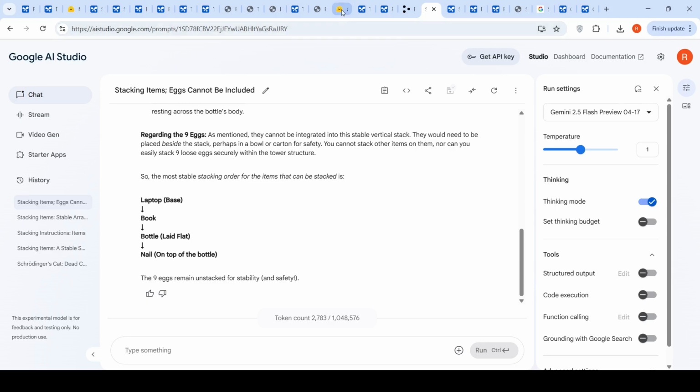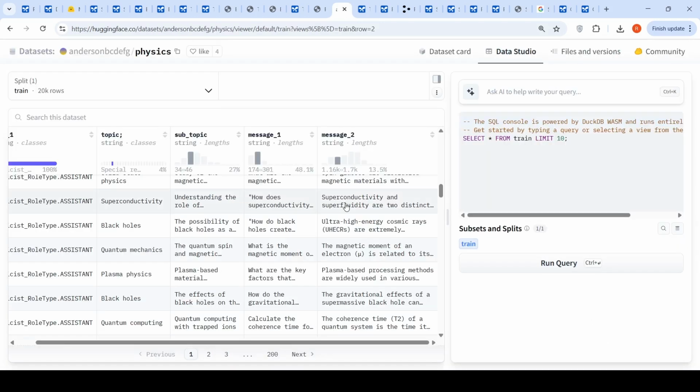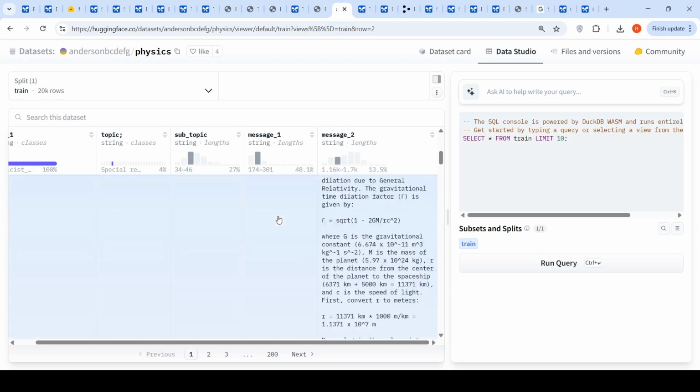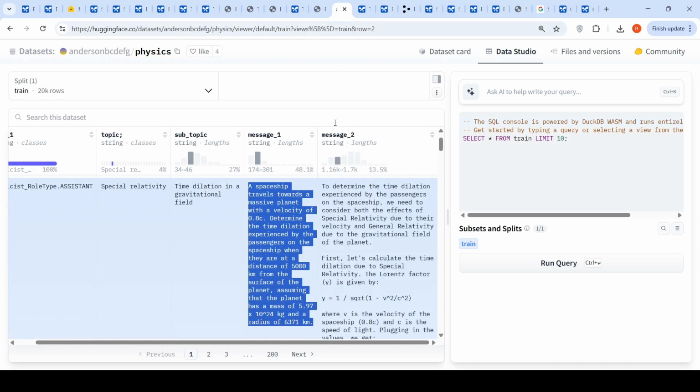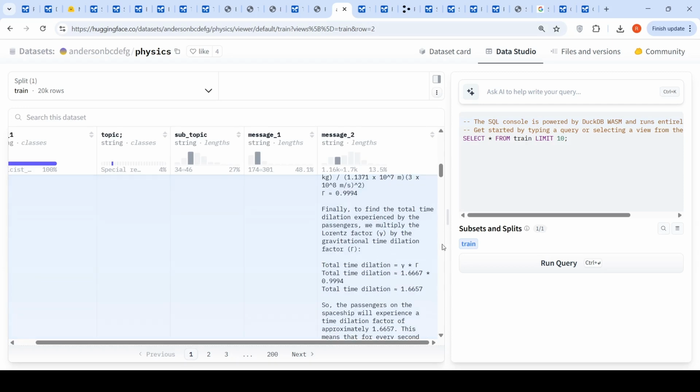Okay. The next problem which I wanted to show you was a physics problem, basically. In this physics problem, there is a question which talks about time dilation. So a spaceship travels towards a massive planet with a velocity of 0.8c. Determine the time dilation experienced by passengers on the spaceship when they are at a distance of 5000 kilometers from the surface of the planet, assuming that the planet has a given mass and radius. So here the answer is 1.66 after derivation.